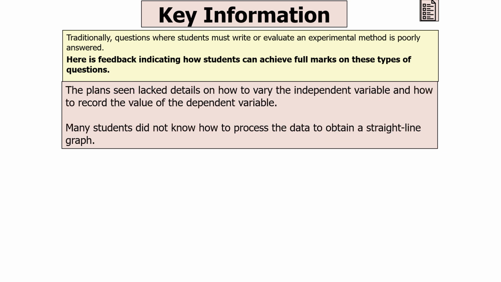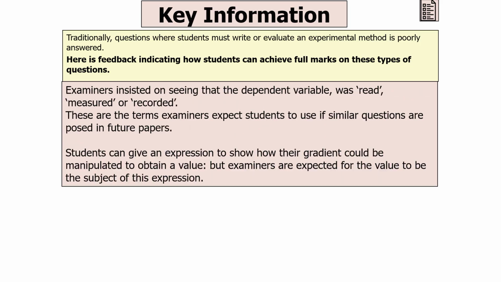Plans seen also tend to lack detail on how independent and dependent variables can be varied and how you can record the different values. Many students don't know how to process data to obtain a straight line graph. Examiners insist on seeing that dependent variables were read, measured or recorded. These are the terms examiners expect students to use if similar questions are posed in future papers.